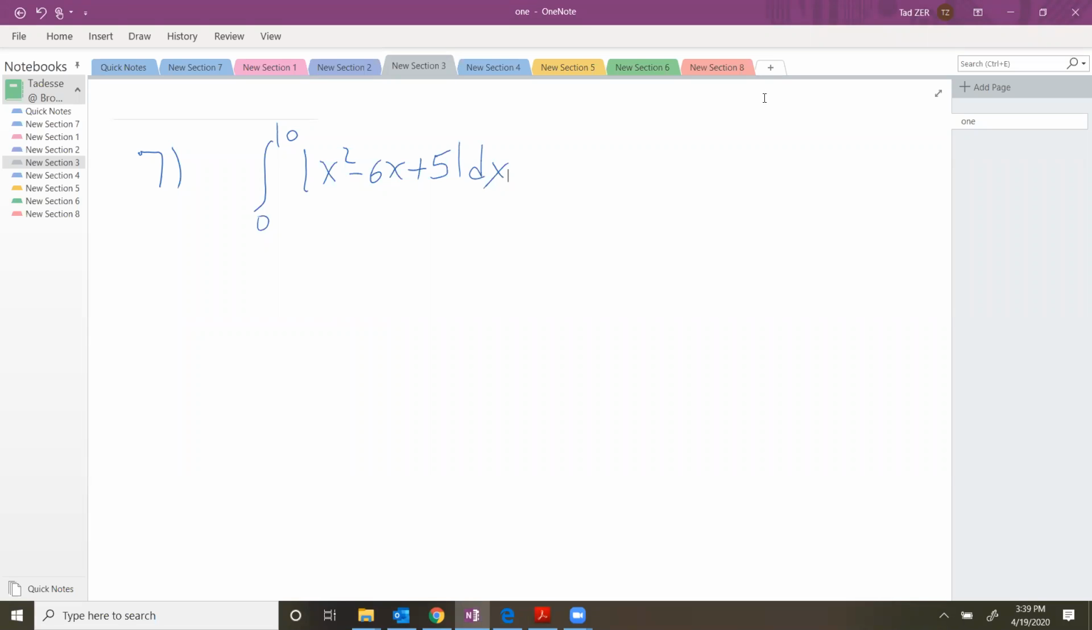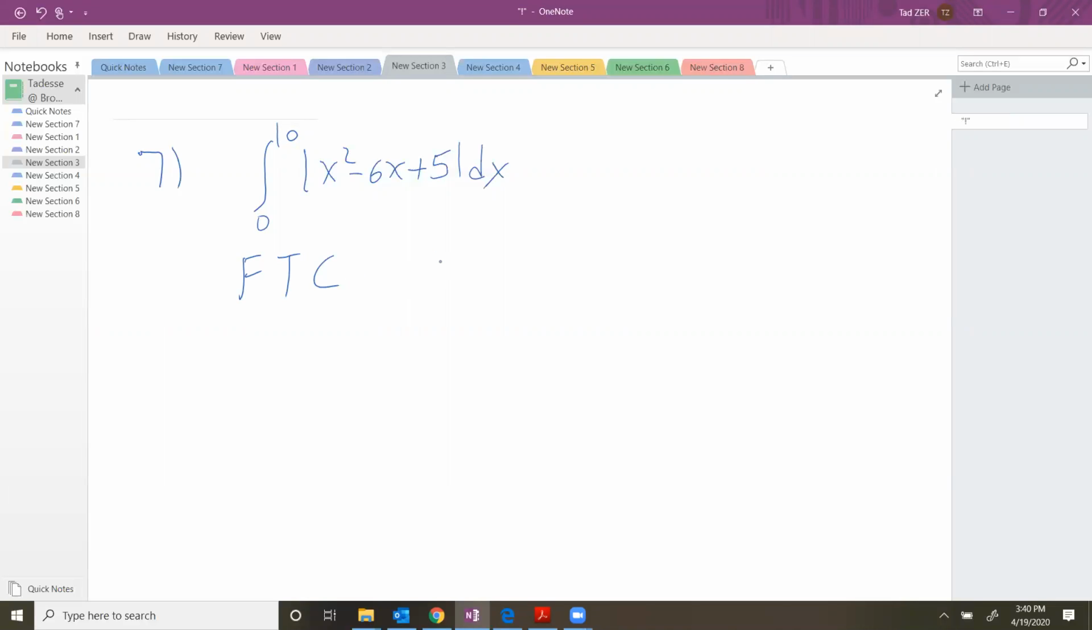This is Tedesse. In this video, we'll see some examples of integration, specifically how to apply the first fundamental theorem of calculus and the second fundamental theorem of calculus, as well as how to find area under a curve. The first example says, find the definite integral of the absolute value of x squared minus 6x plus 5 from 0 to 10.